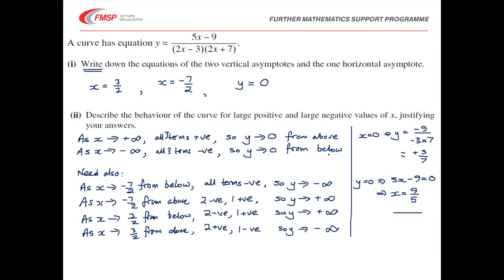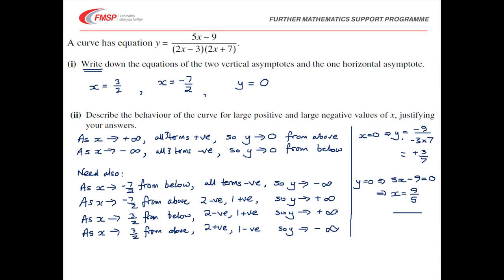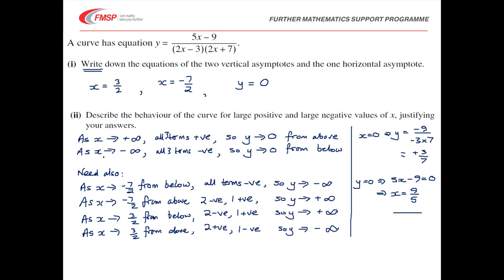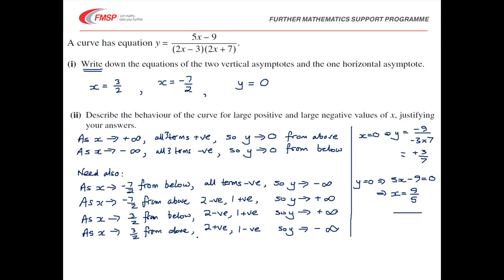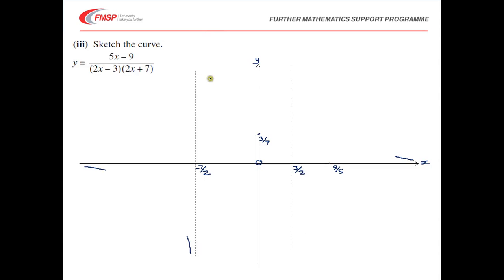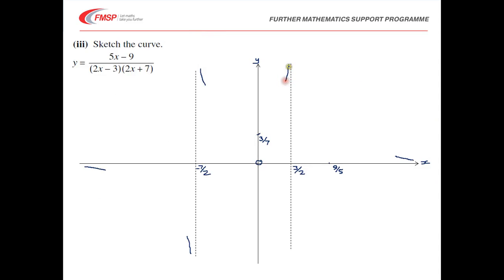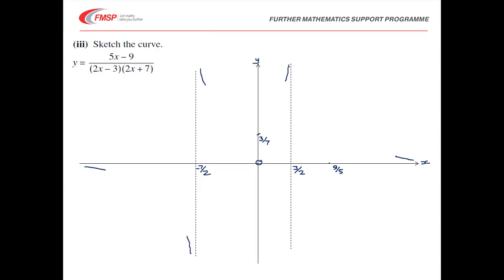We then need to look at behaviour in different places. As x tends to positive infinity, y tends to 0 from above. As x tends to minus infinity, y tends to 0 from below. Draw that bit in. As x tends to minus 7 over 2 from below, y tends to negative infinity. And as it tends to minus 7 over 2 from above, y tends to positive infinity. As x tends to 3 over 2 from below, y tends to positive infinity. And as x tends to 3 over 2 from above, y tends to negative infinity.